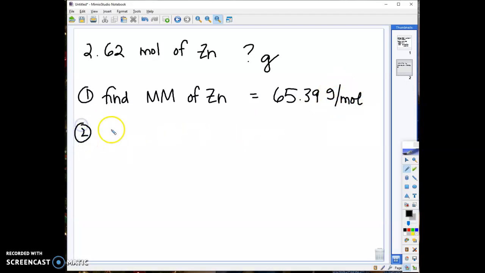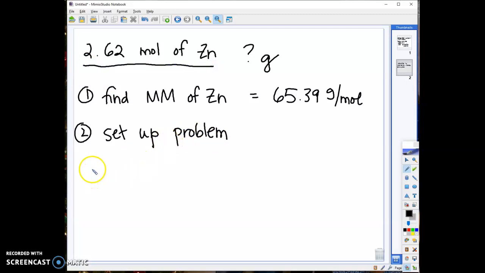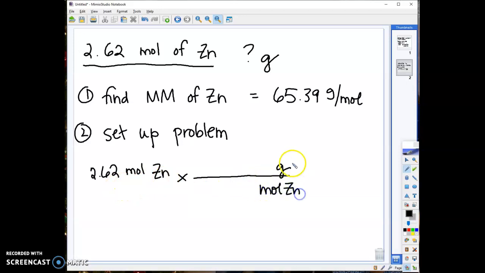Now my second step is to set up the problem, and I always start with what I'm given in the problem. In this case, 2.62 moles of zinc. And I know I'm going to have to use a conversion factor so that I can figure out how many grams I have. Since I'm solving for grams, I want grams to be on the top. And I need to cancel out moles, so moles will be on the bottom.